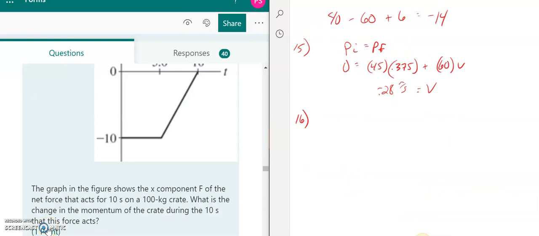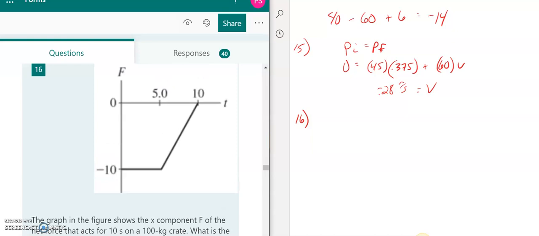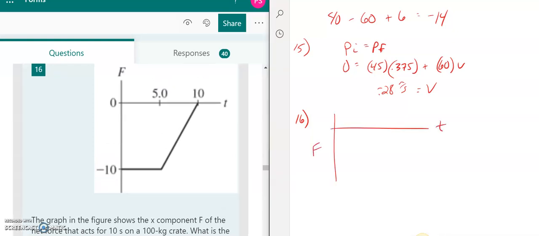16, we just want the change of momentum of this crate during these 10 seconds, and change of momentum is another word for impulse, and impulse is the area of one of these graphs. So you've got a force-time graph that looks like this. If you break it up into segments, you can just find the area. So this would be negative 50, this would be negative 25. So your change in momentum or impulse is negative 75 units.